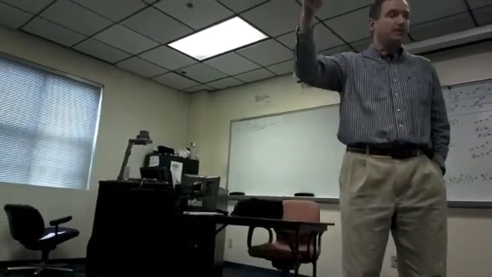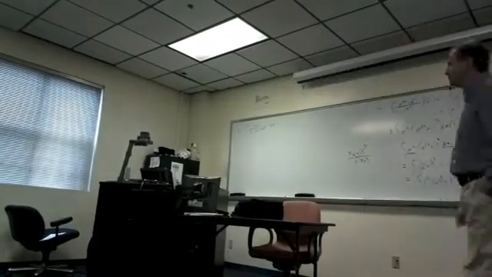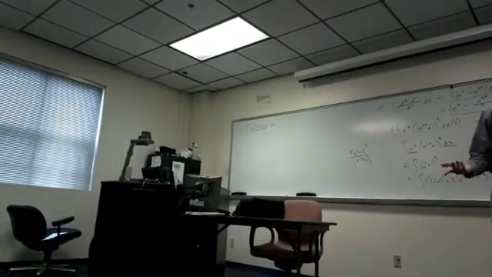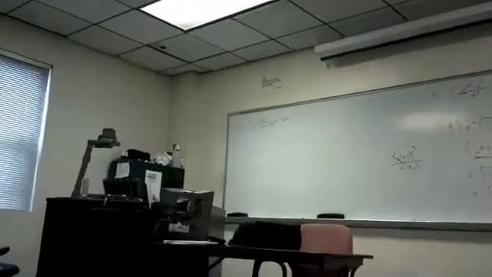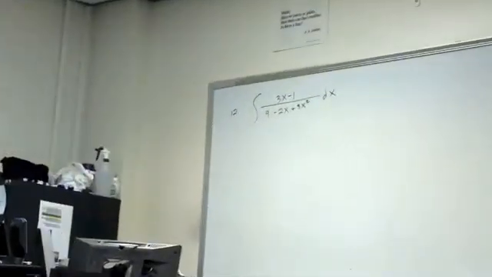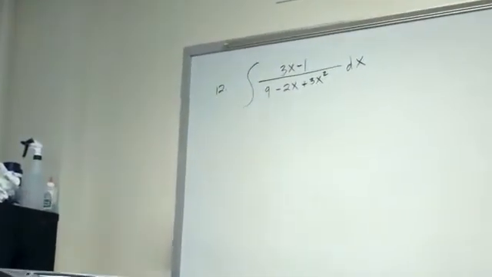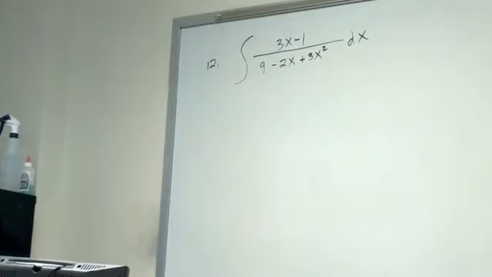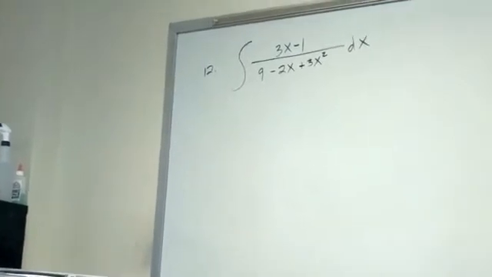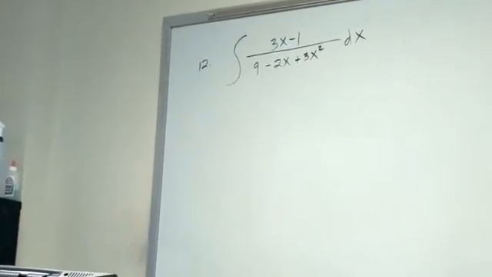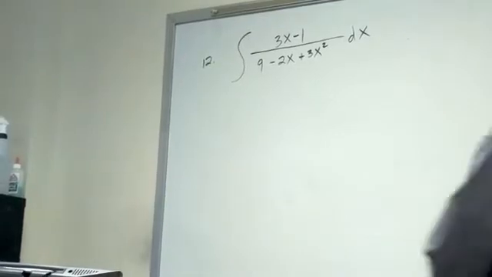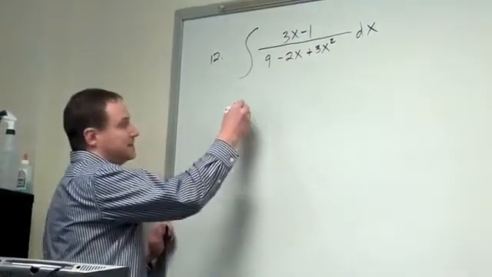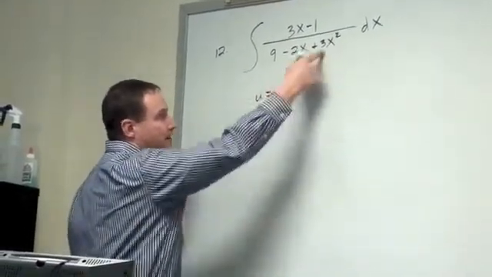Derivative of 3x squared, 6x. Derivative of minus 2x, minus 2. So 6x minus 2. The numerator, 3x minus 1. So 3x minus 1 is just half of 6x minus 2. We can make this work. So I will say exactly what Zach said. I'm going to put it in descending order. Let the denominator equal u.